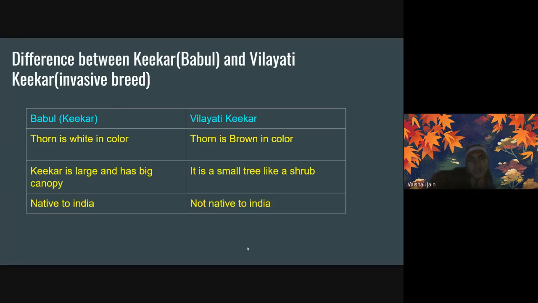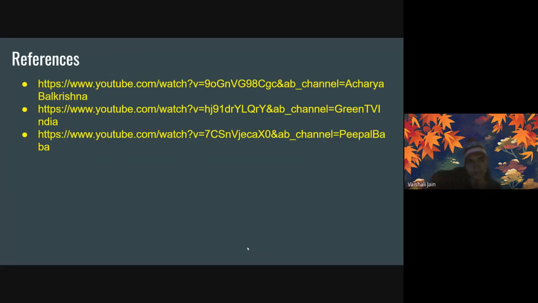Now let's see what's the difference between kikar, babul and vilayati kikar, which is an invasive breed. Babul tree, or kikar, has thorns which are white in color. Vilayati kikar's thorn is brown in color. Kikar is large and has a big canopy, whereas vilayati kikar is a small tree like a shrub. Babul is native to India, whereas vilayati kikar is not native to India.